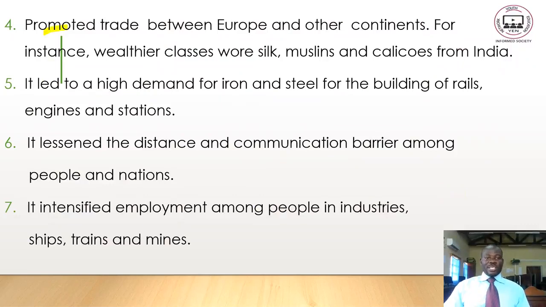Also, it promoted trade between Europe and other continents. For instance, wealthier classes wore silk, muslin, and calicoes from India. So there was easy communication between continents. Europe traded with India easily, and they were easily having goods from somewhere else. And also it led to the high demand for iron and steel for building the rails, engines and the stations.